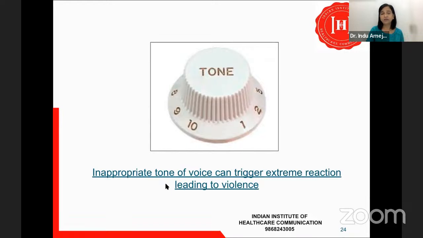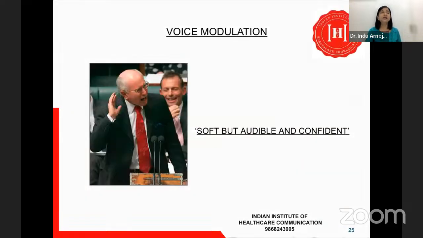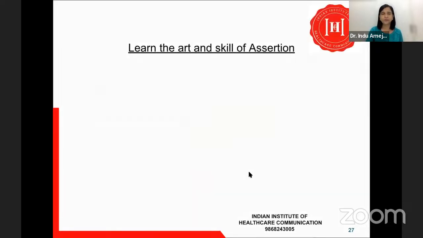So we have to be very careful when we are handling, especially difficult situations, when we are handling any aggressive patient party. We have to be soft, but at the same time, we should be audible. If you are not audible, again, the patient will feel that you are not confident of what you are saying or you are not sure of what you are saying. So we need to learn the art and skill of assertion. By the way, what is assertion? What is your understanding of assertion?